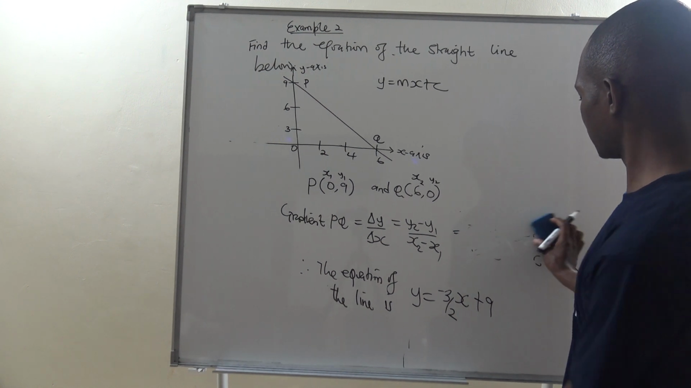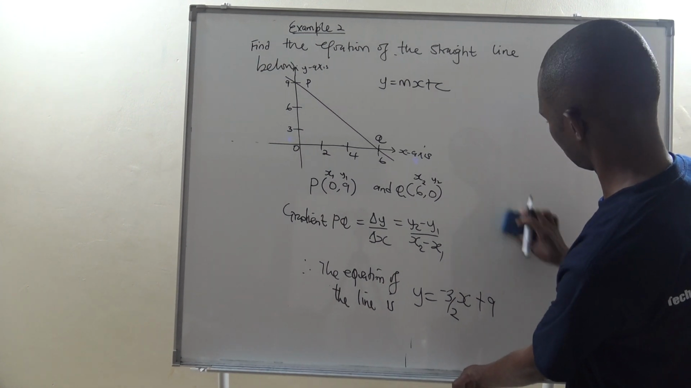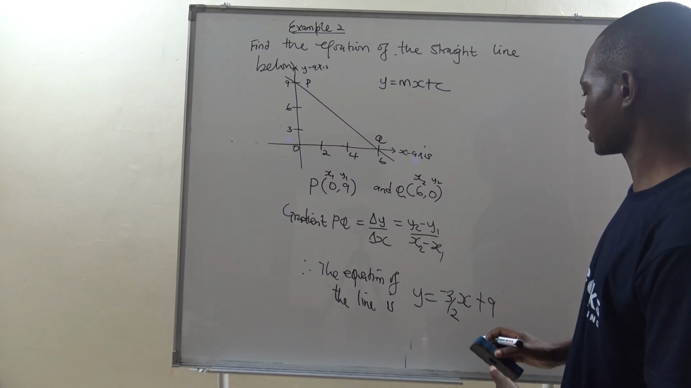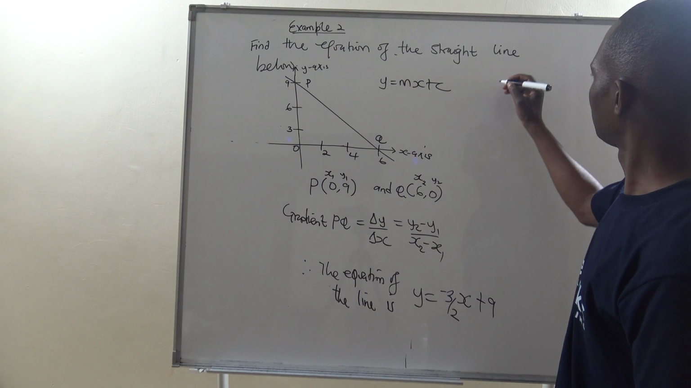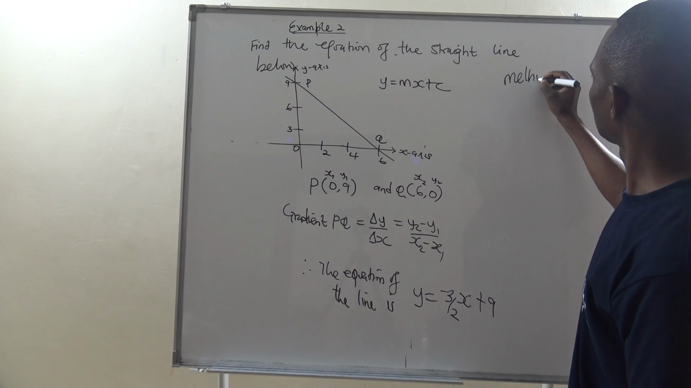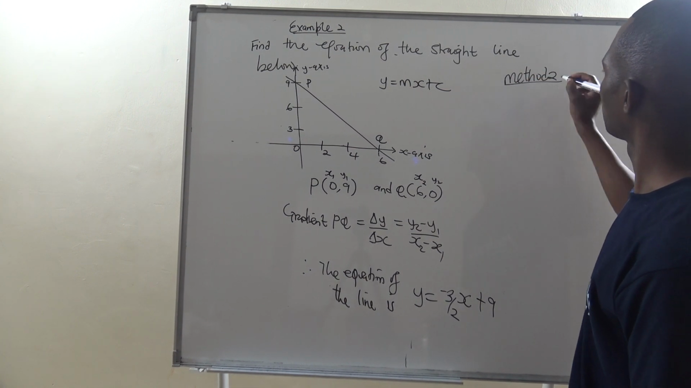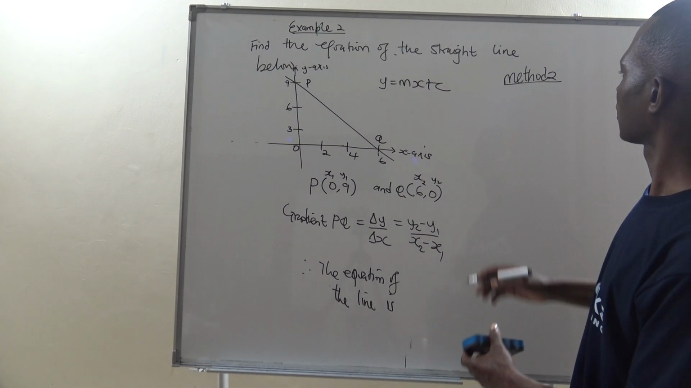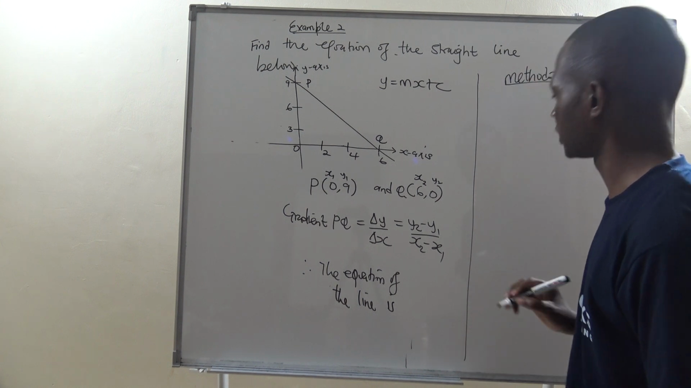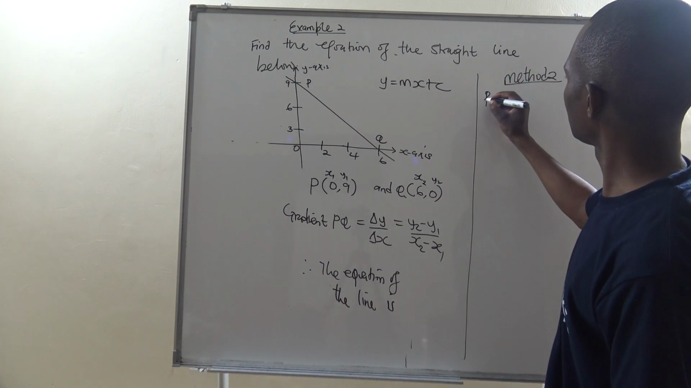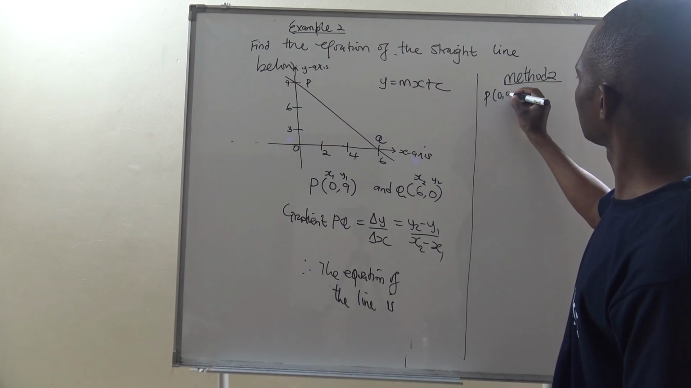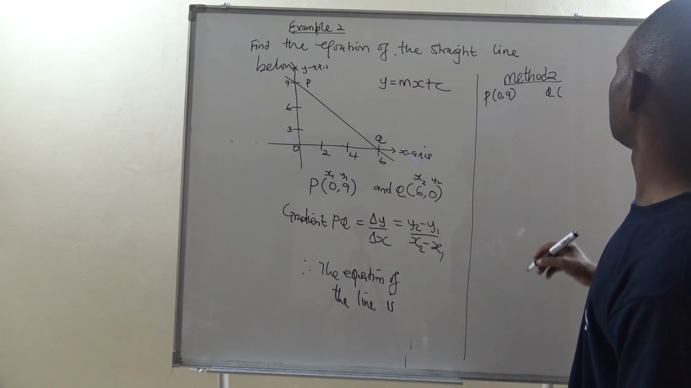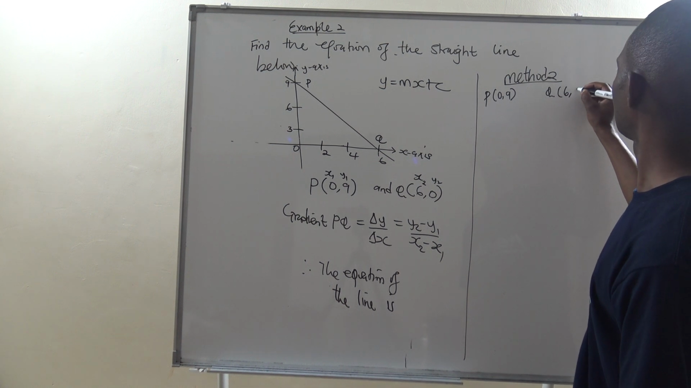Our equation of the straight line can also be found, instead of first getting the gradient, by just punching in at once in the equation. This is method 2 on getting the equation of the straight line. Since we have the coordinates, coordinate P, we said that it is (0, 9). Coordinate Q, we said that it is (6, 0).